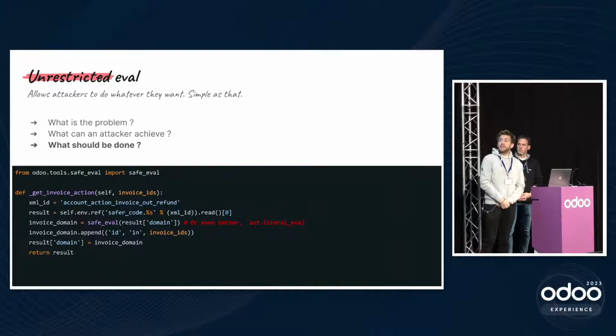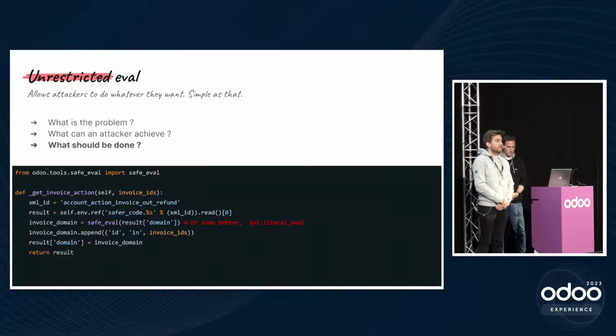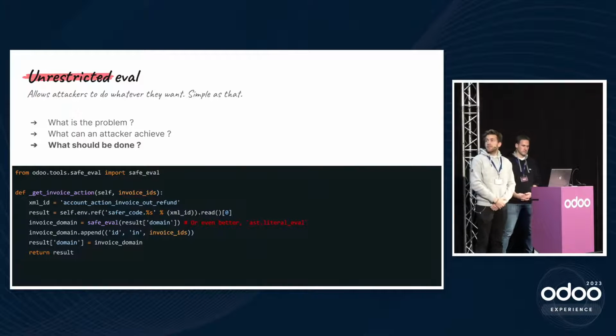What should be done instead is that in Odoo, in the Python framework of Odoo, we have what we call safe eval, which is a sandbox environment to execute code. So instead of evaluating the domain using the simple eval, you could use our safe eval to do this and avoid this trouble. There is even a better solution, so you should go gradually.